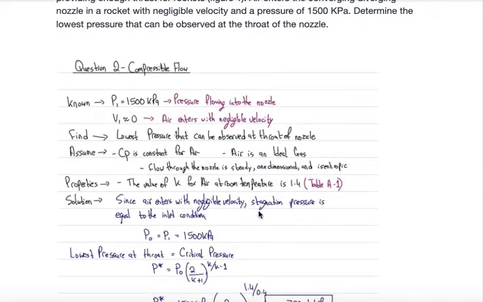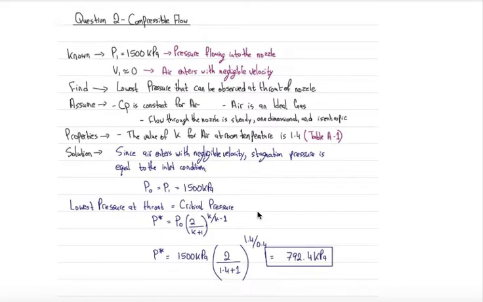The equation that is going to be present is the critical pressure, which is when Mach equals 1, and this critical pressure is given by the initial pressure times (2 over k plus 1), all raised to the power of k divided by k minus 1. The assumptions are that Cp is constant, air is an ideal gas, and the flow through the nozzle is steady and isentropic. The value of k is found from table A1 to be 1.4. With negligible velocity, the stagnation pressure is equal to the inlet pressure, which is 1500 kPa. Plugging that into the critical pressure, we get a value of 792.4 kPa.